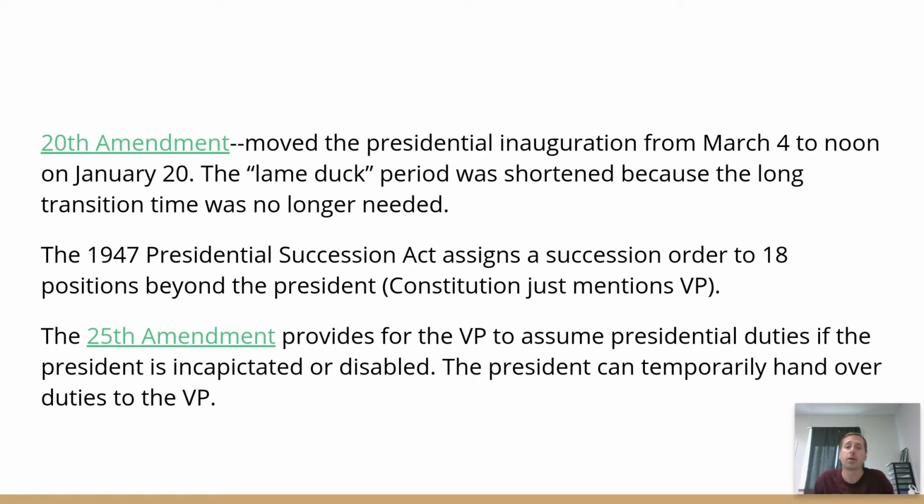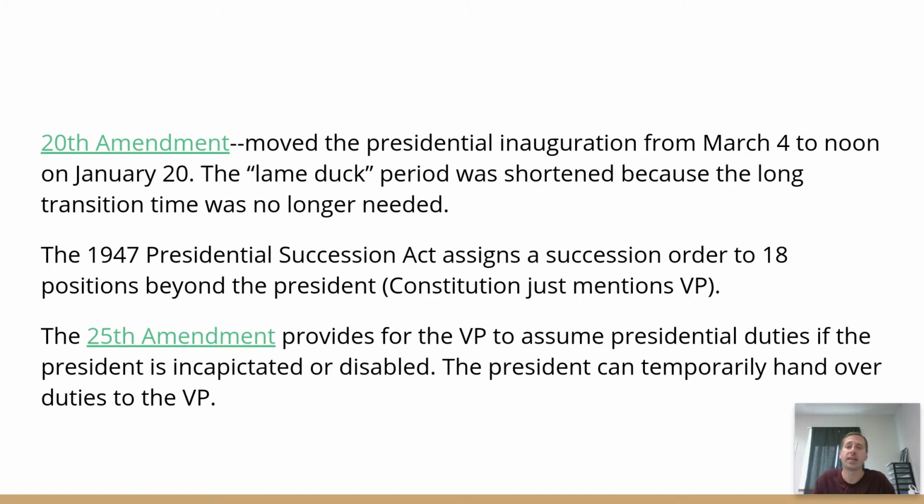Well, think about Congress. Congress is going to say, President, you're out of here soon, so we're not going to help you out. We're not going to agree to anything. It's out with the old. We're just waiting for the new. And so with the 20th Amendment, we shortened that time period from March 4th to January 20th.